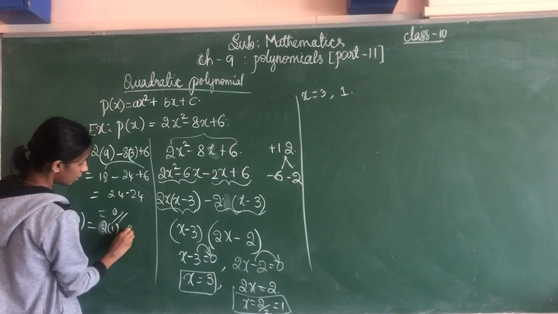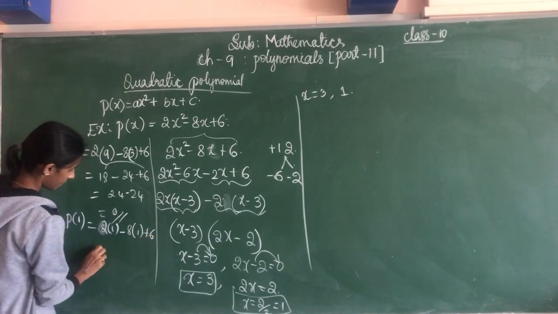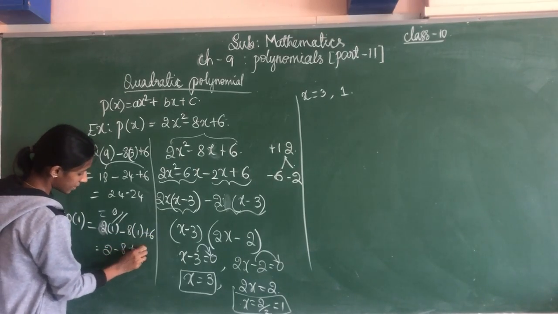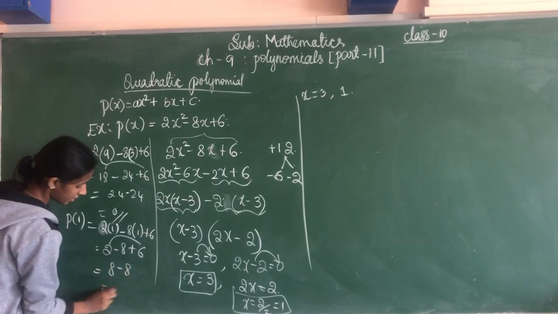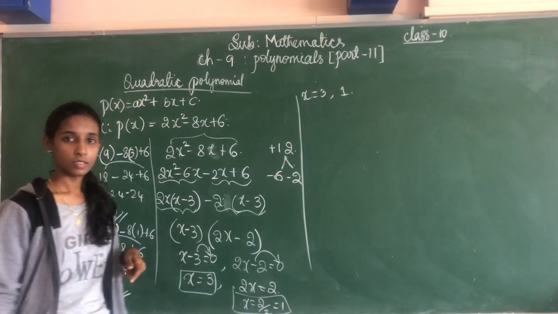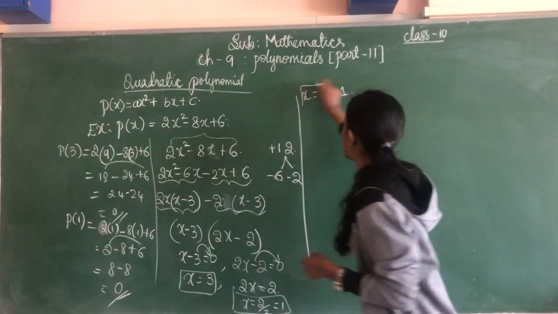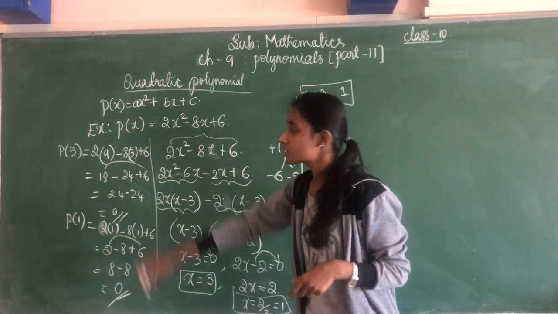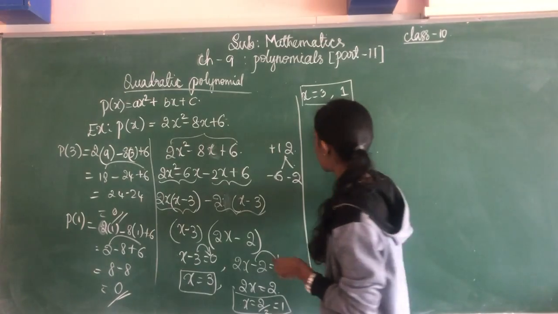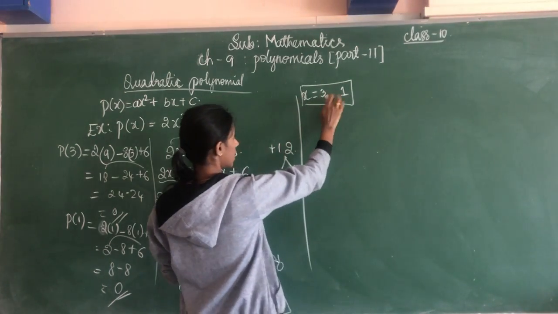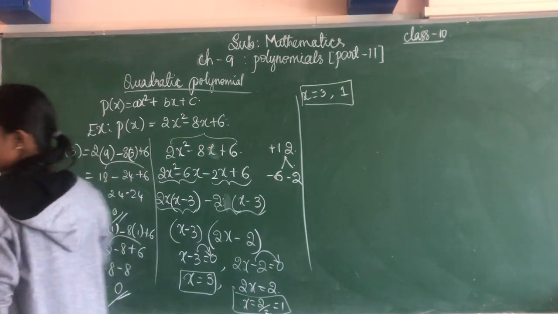minus 8 into x is 1 plus 6. So, 2 minus 8 plus 6. 2 plus 6 is 8. 8 minus 8 is 0. We have got 0. Okay, hope you have understood. So, 3 and 1 are the zeros of this quadratic polynomial. Now, if you observe, x is 3 and 1.